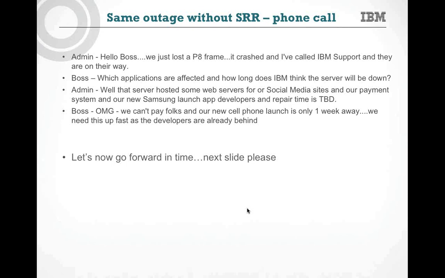And the repair time is TBD. So now we're in a conference call with a whole bunch of people on it, asking for status every 5 minutes. And then, of course, the boss gets pretty upset, and starts to say, "We can't do this, we can't do that, and we really need the system back up and running."